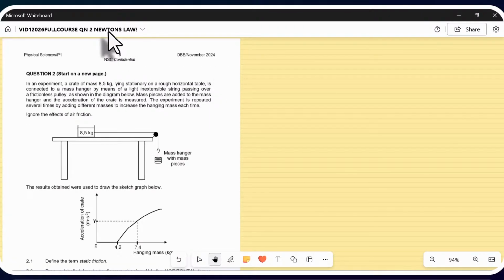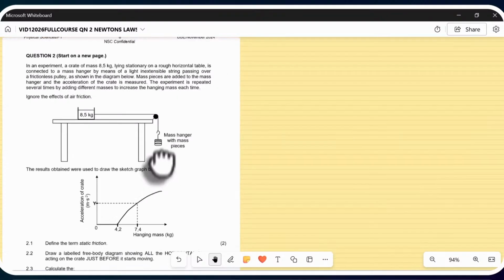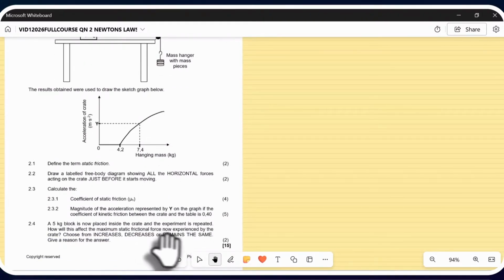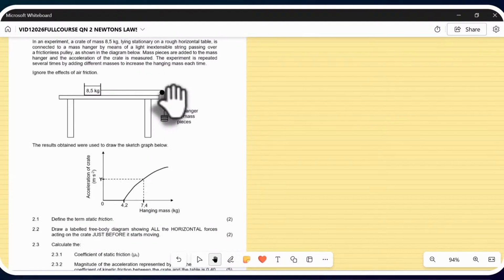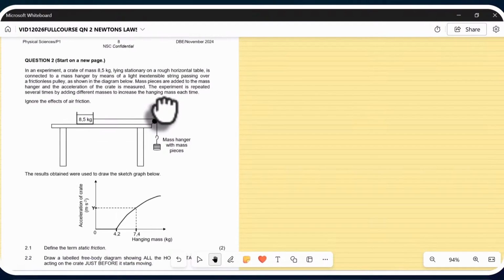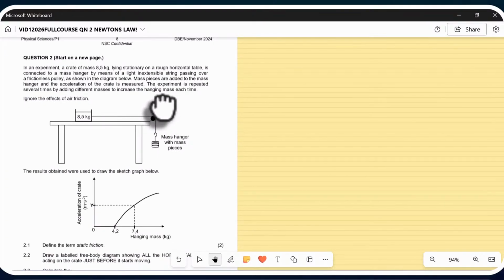Question 2, November 2024. Now, please, students, the best way to benefit from these videos is to listen carefully. You can pause the video and try out this question first. When you are done with your answers, then you can replay the video and start marking your work. In that way, you'll be practicing with understanding.